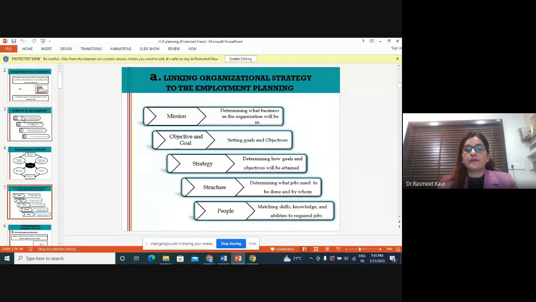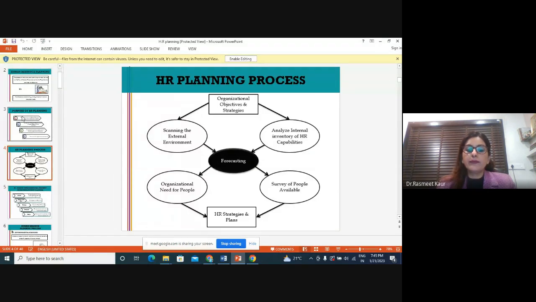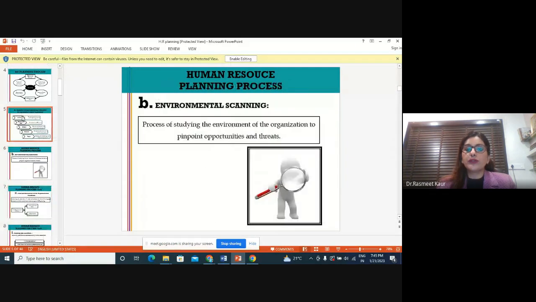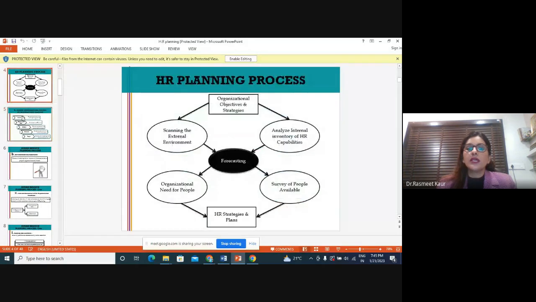Okay. My basic idea for showing you this content was, look here, when you see the entire HR planning process, how does it go? It starts from the organizational objective and strategy. Why do we keep organizational objectives and strategies at the top? Because every organization has its own objectives and its own different plans, policies, and strategies.